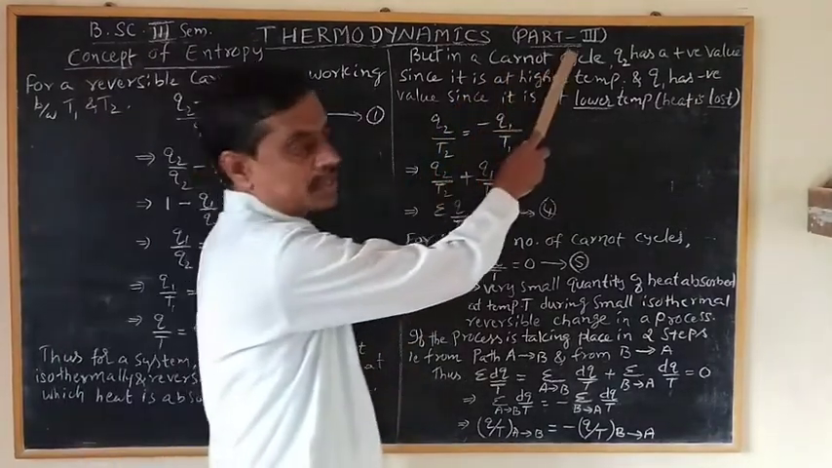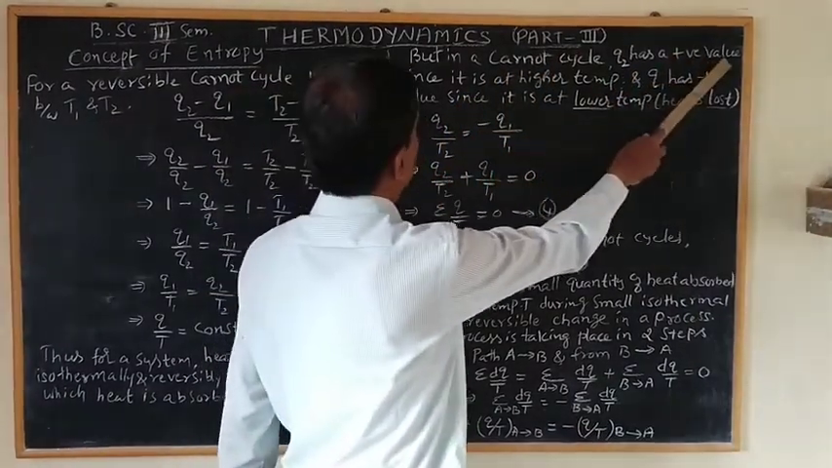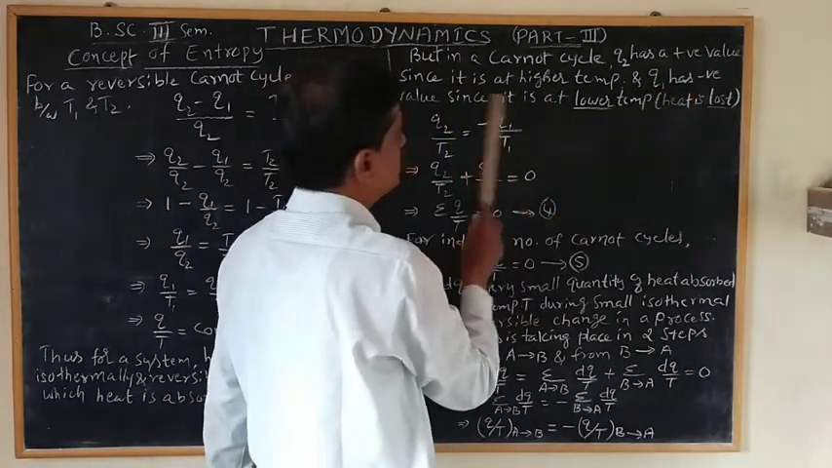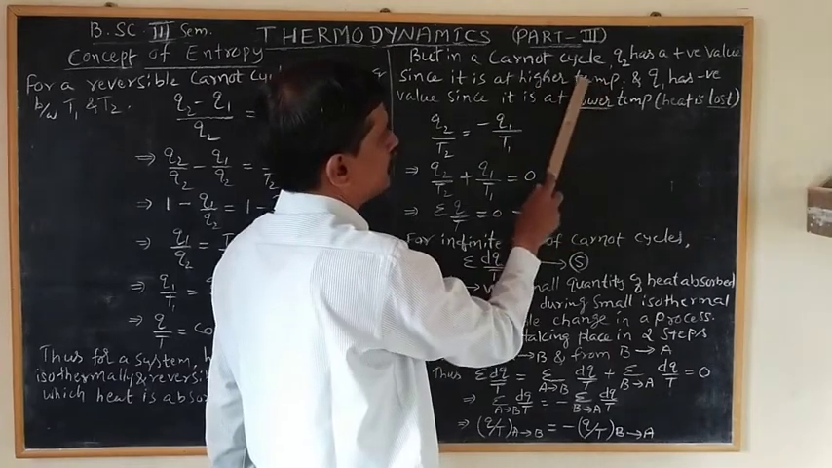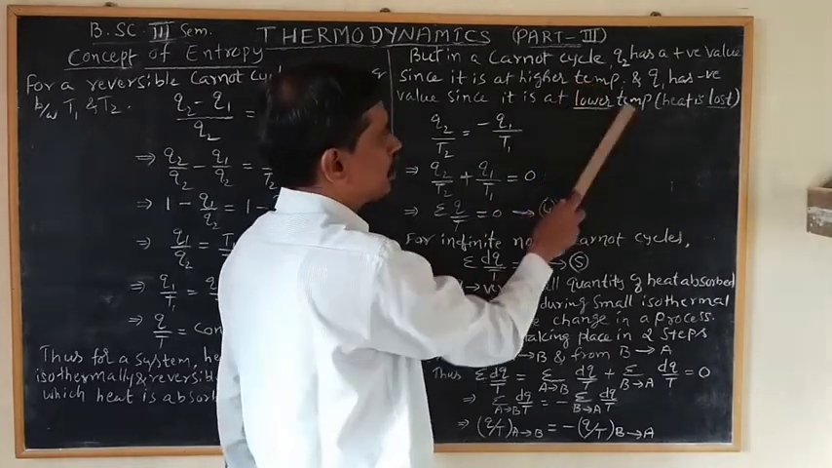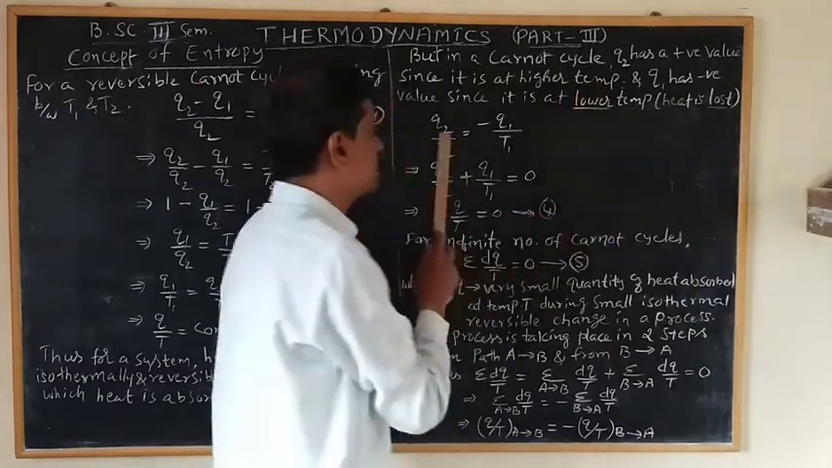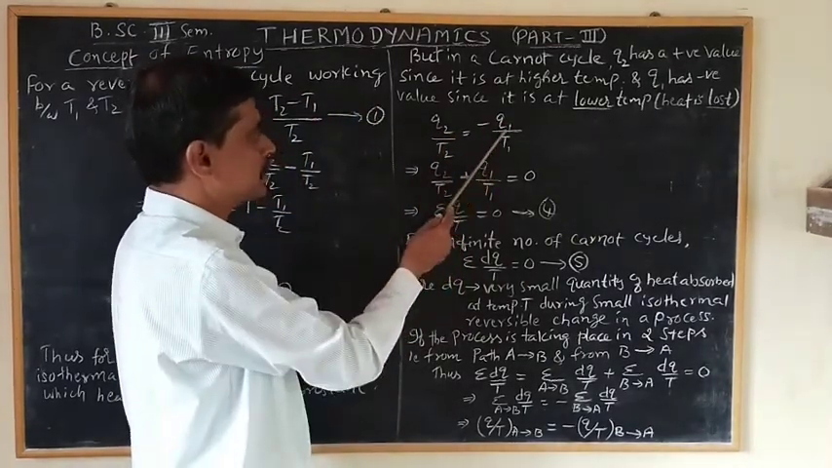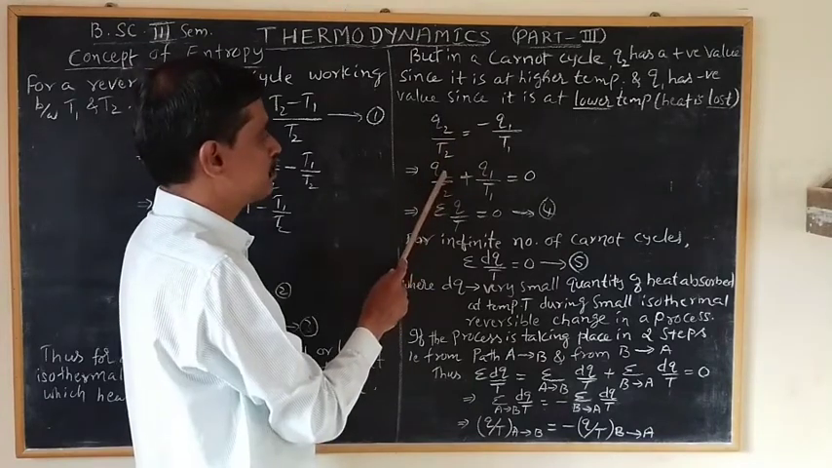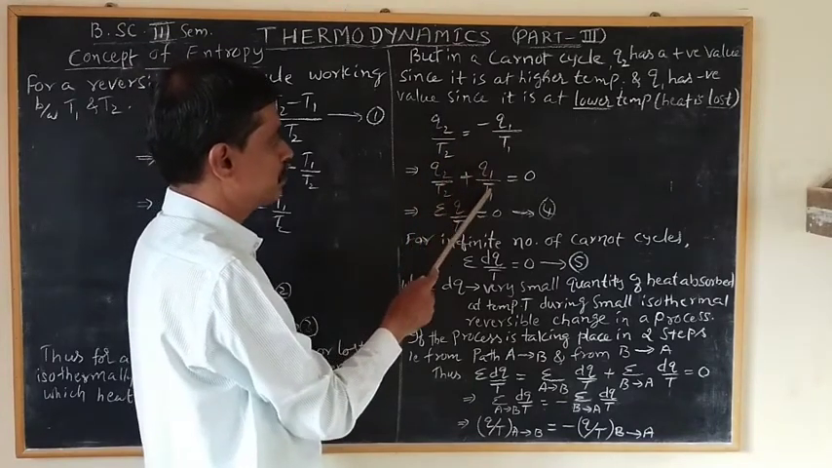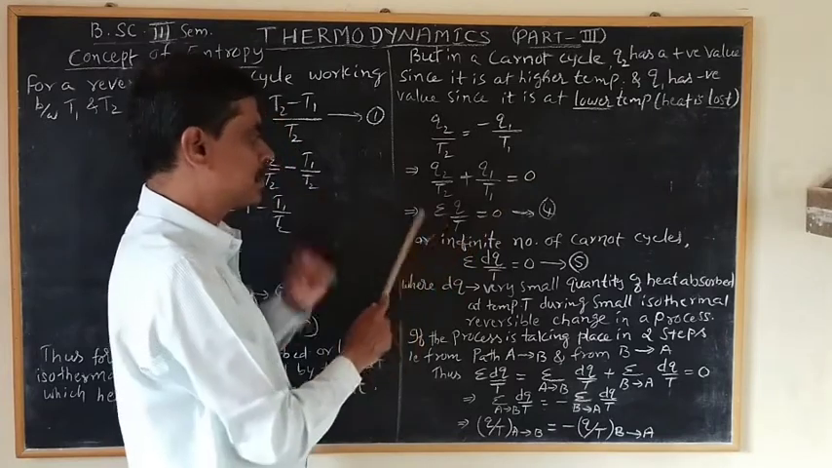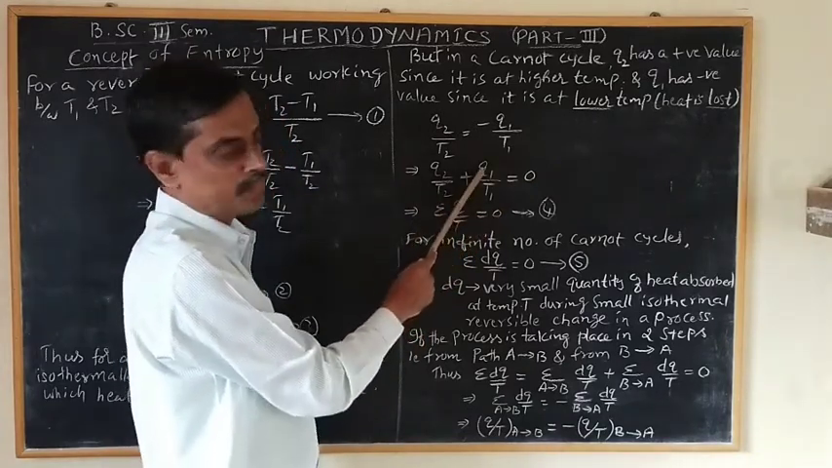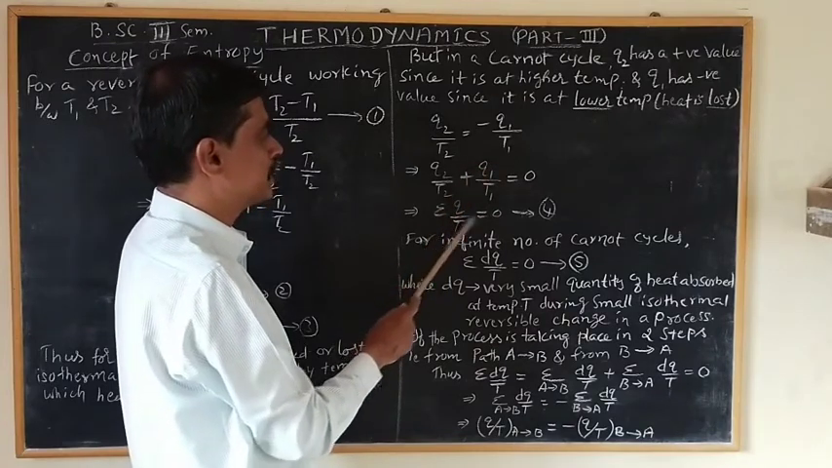But in a Carnot cycle, Q2 has a positive value since it is at higher temperature, and Q1 has a negative value since it is at lower temperature. Higher temperature means heat is absorbed, lower temperature means heat is lost. So Q2 by T2 is equal to minus Q1 by T1. Take this to the LHS, it becomes Q2 by T2 plus Q1 by T1 is equal to 0. You can say that sigma Q by T is equal to 0, because this is in the form of a summation.